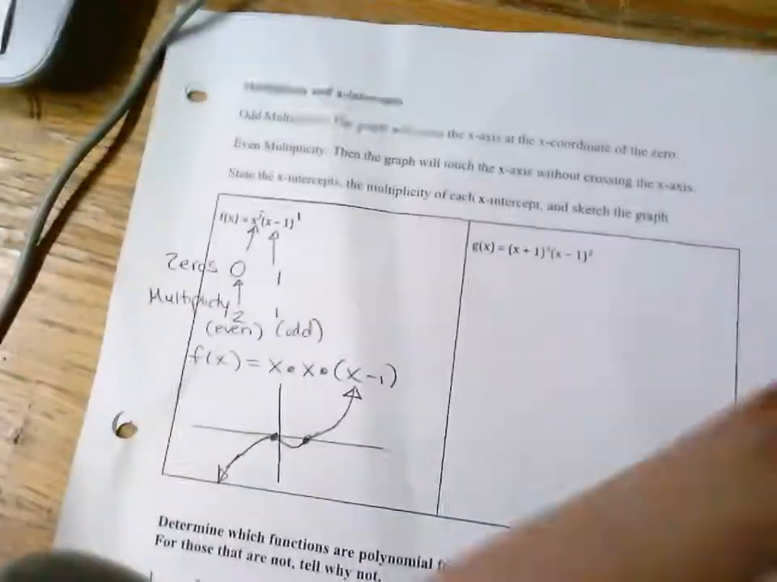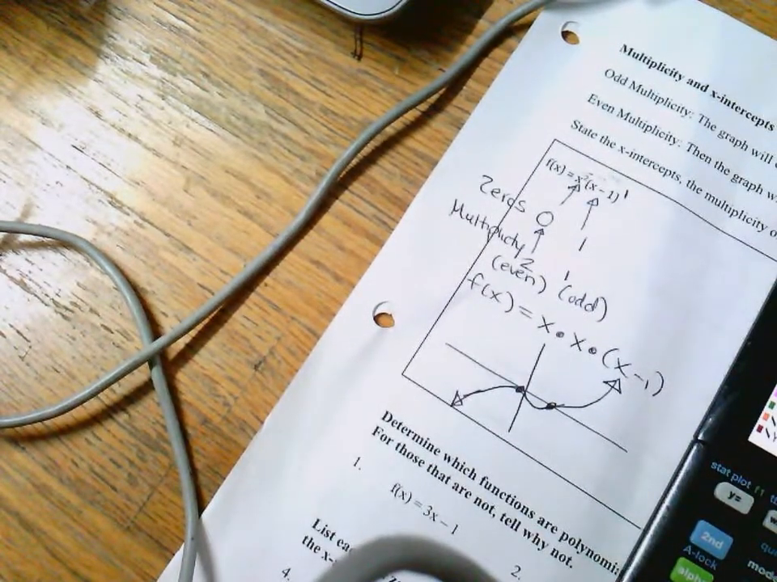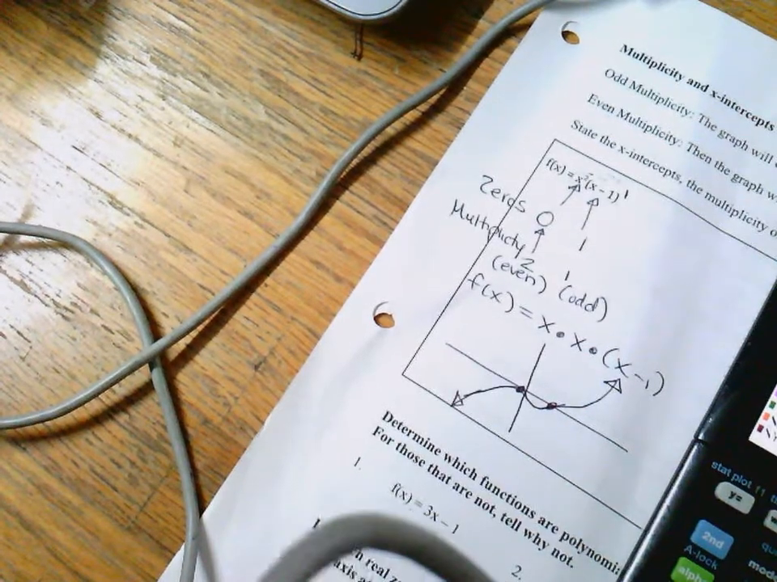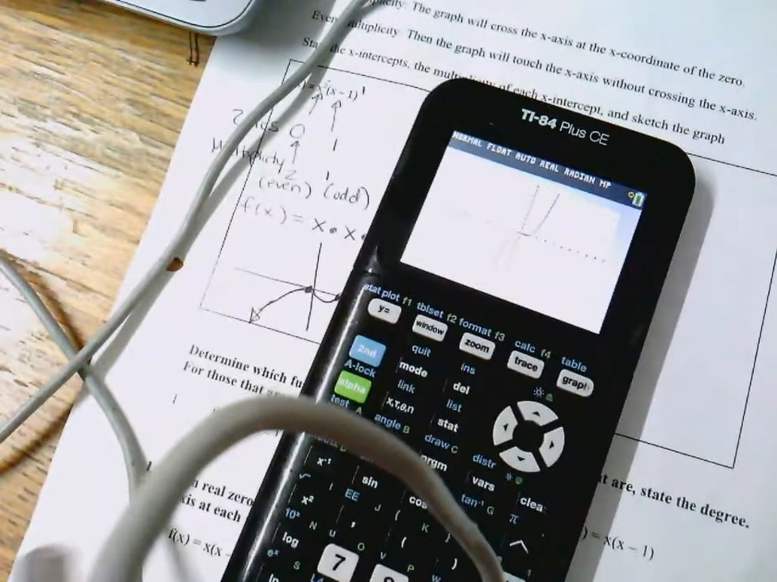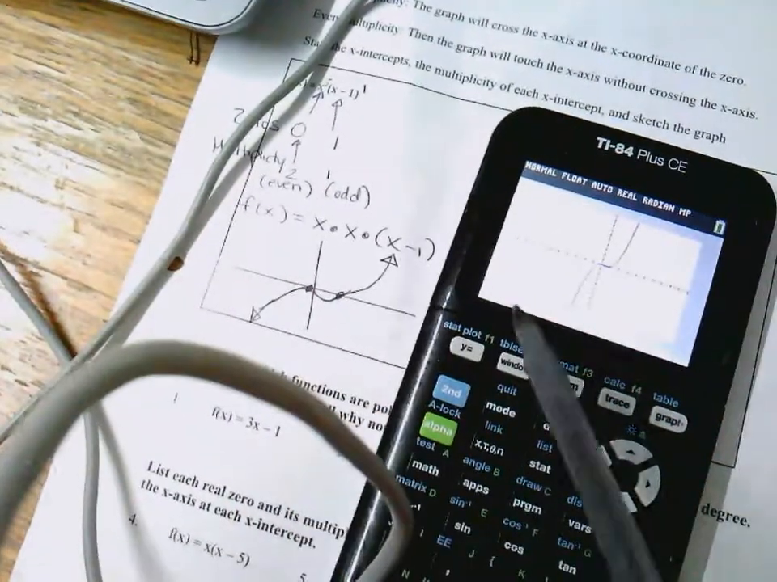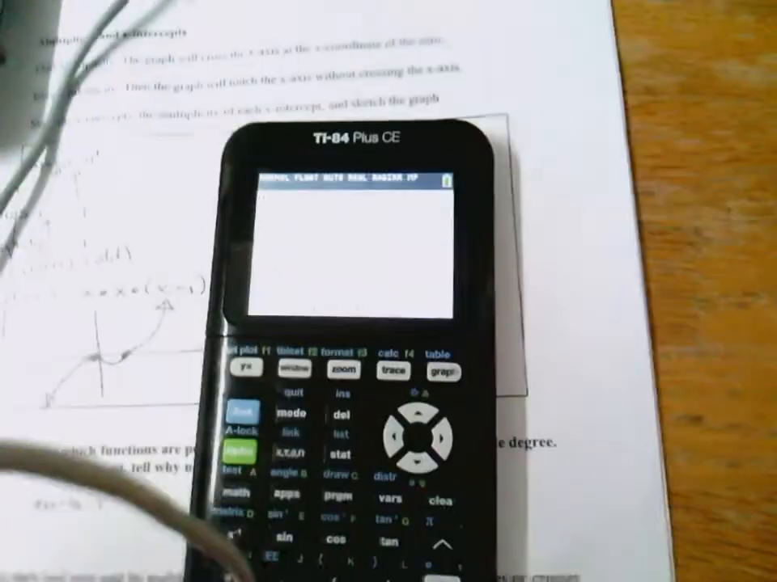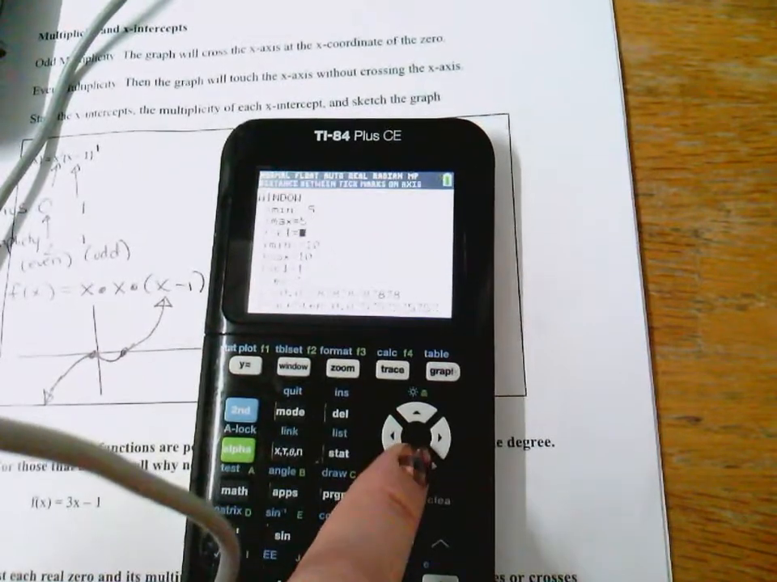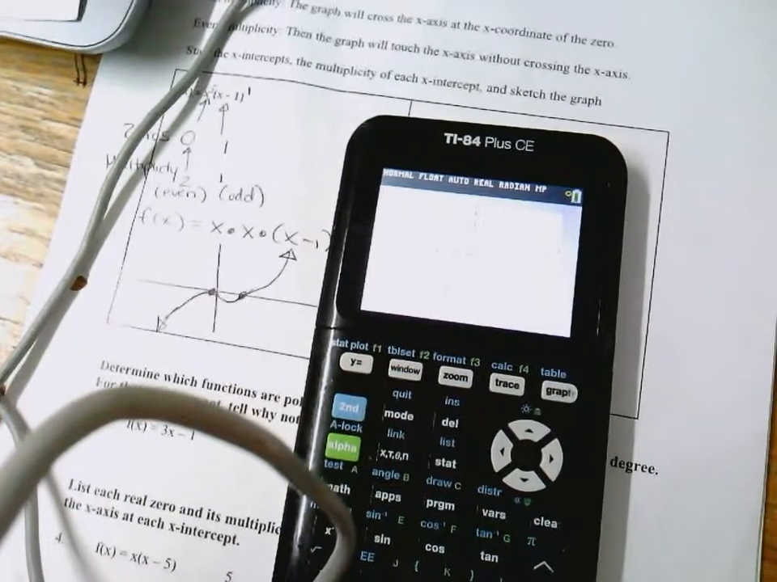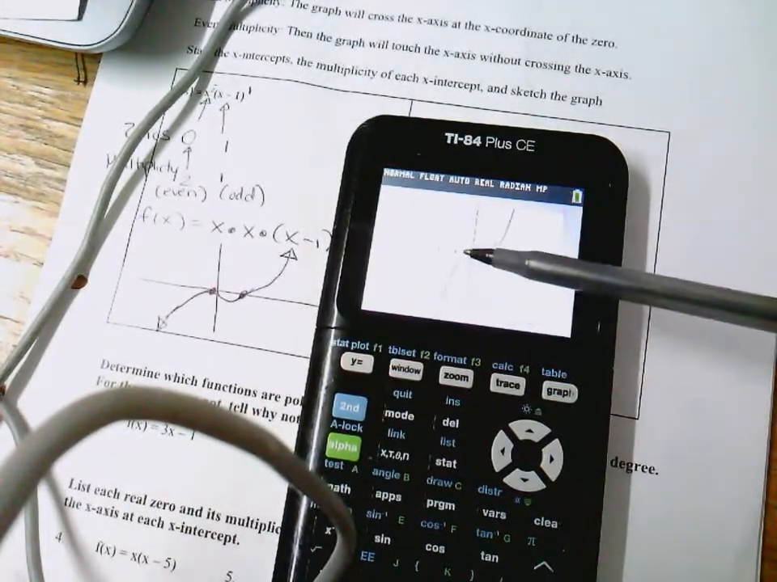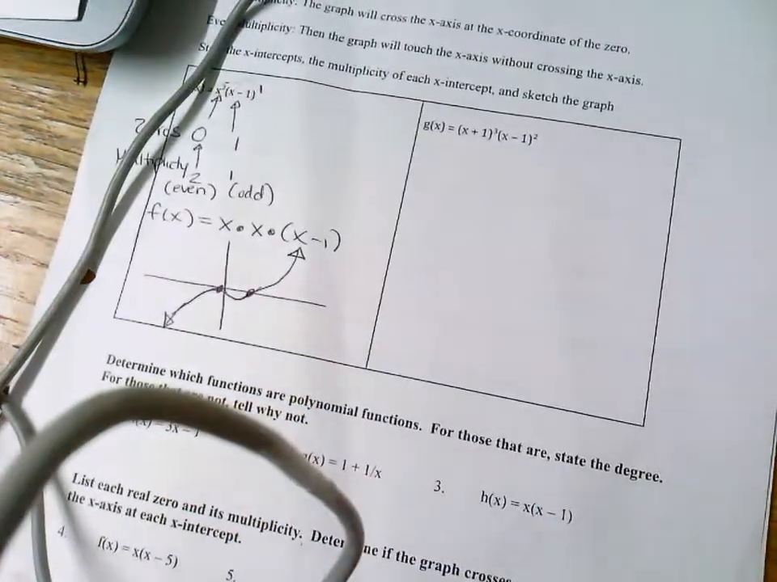Let's see how close I got on my calculator. X squared times x minus 1. So let's see. Oops, I lost my graph here. Oops, I got pretty close. Mine's a little bit stretched out, but if I actually zoomed in using my window to be a little closer, -5 to 5, you can see that it comes up, bounces off at 0, scoots down a little bit, and then cuts through the axis. I'm going to talk about end behavior on the back page in a minute.